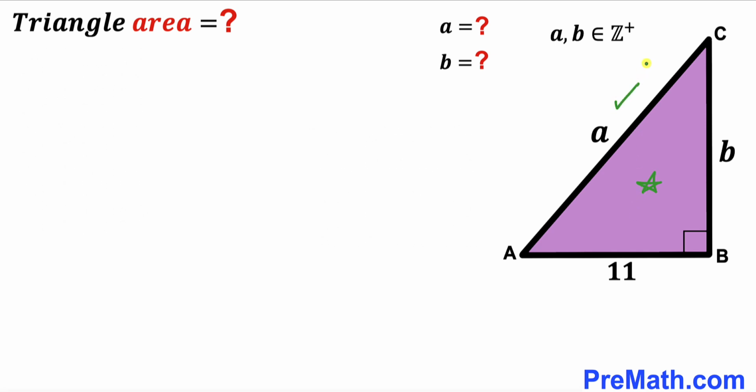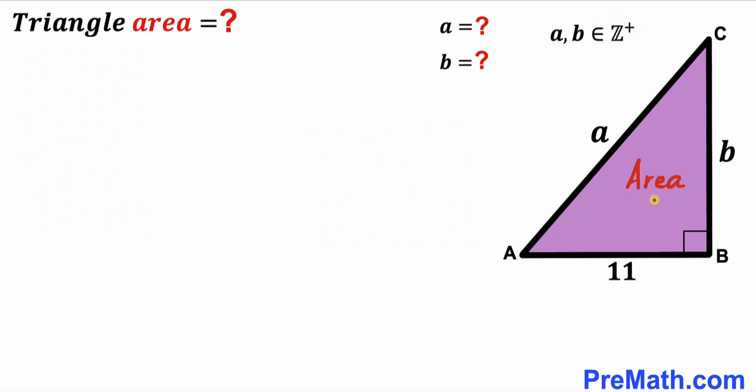In this video, we have this purple shaded right triangle ABC, as you can see in the given diagram, such that its hypotenuse AC has been given as lowercase a, whereas its two other legs are lowercase b and 11 units. Our task is to find the value of lowercase a and the value of lowercase b as well, where lowercase a and lowercase b are positive integers.